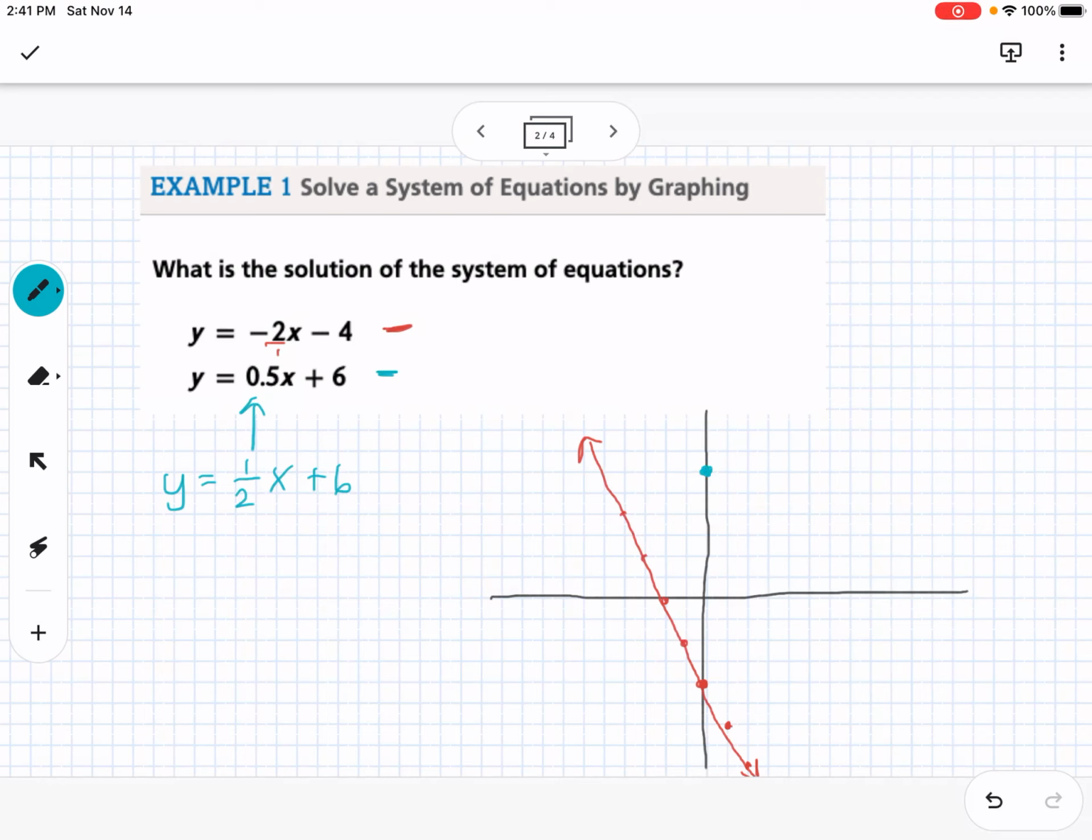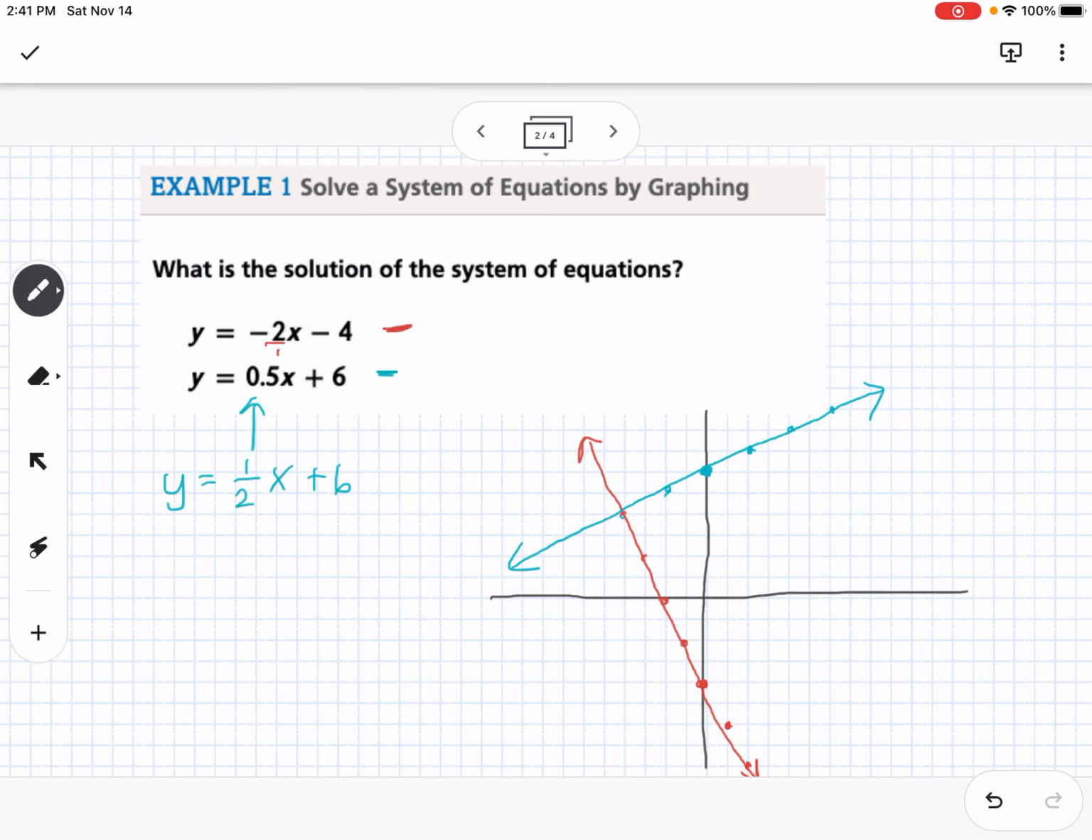And then my slope is positive 1/2. So I'm going to go up 1 over 2, up 1 over 2. Now again, I'm going to go down 1, back 2, because that's going to help me get a big picture of what my graph looks like. Okay, so there's the second line.